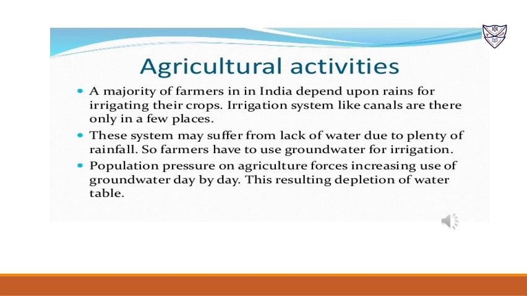Agricultural activities also contribute to depletion of the water table. A majority of farmers in India depend on rain for irrigating their crops. Irrigation systems like canals are there only in very few places. Mostly a lot of water is wasted in this process, or there may be a lack of water because there is no groundwater available. Population pressure on agricultural land increases due to the use of groundwater, which is getting depleted day by day. So as a result, there is a lot of depletion of the water table occurring.